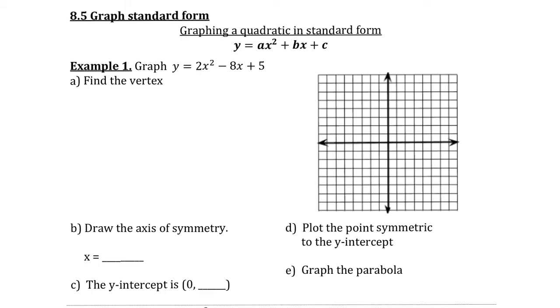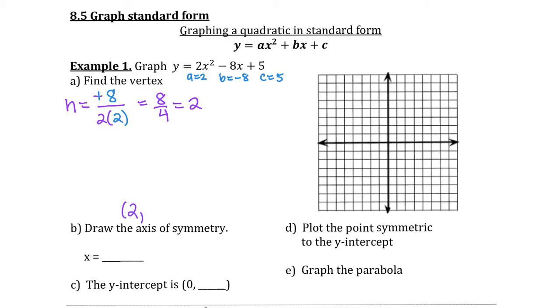Okay, to start off, we're going to find the vertex. Because this is in standard form, we're going to use the vertex formula. So I'm going to indicate what A, B, and C are. In this case, A is 2, B is -8, and C is +5. To find the vertex, remember we do H equals -B over 2A. So what is B? B is -8, so -8 turns this to +8 over 2 times A. A is 2. I'm going to go ahead and simplify this. 8 divided by 4 is 2. So the x-coordinate of the vertex is 2.